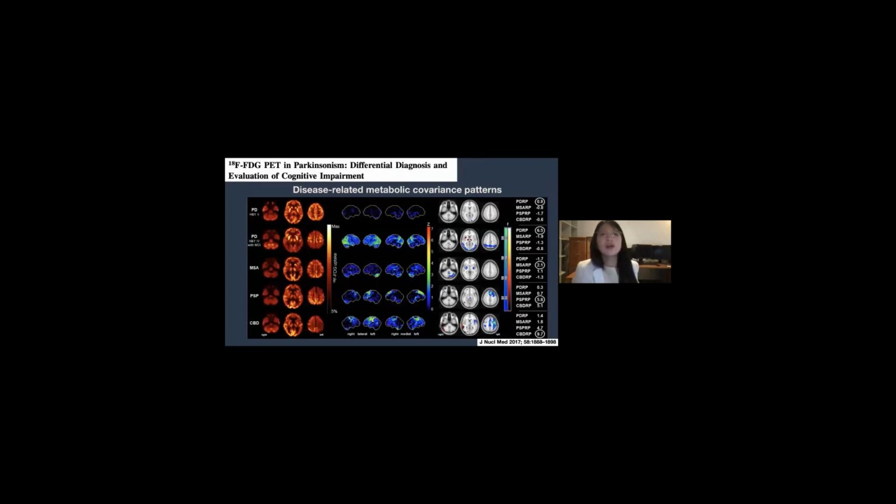Other studies investigated disease-related metabolic covariance patterns of FDG PET, which allow for highly accurate distinction between idiopathic Parkinson's disease and atypical Parkinsonian syndromes, such as MSA, PSP, and CBD.